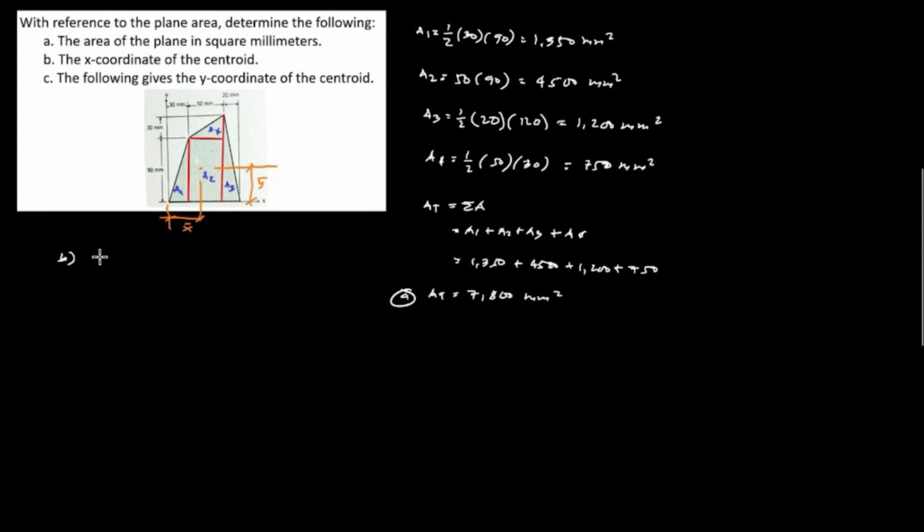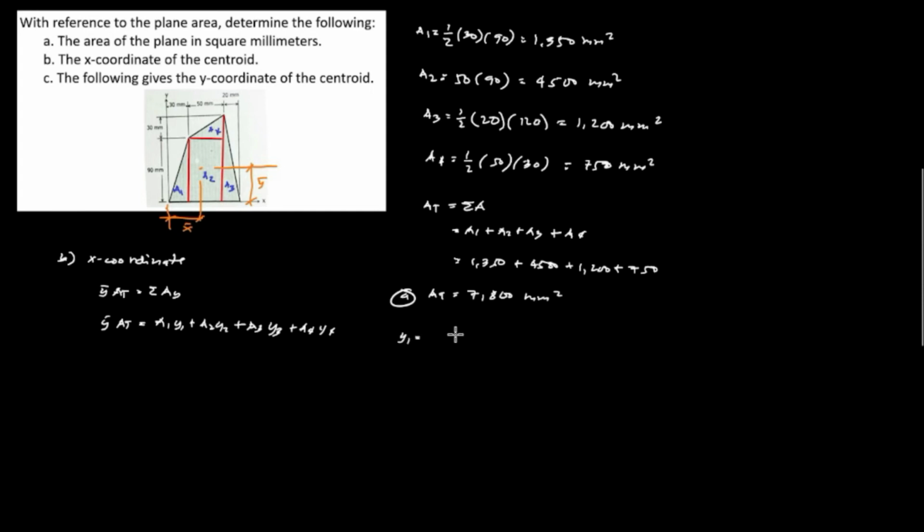For B, at the x coordinate, we will have y bar times area total, which is equal to the summation of all area times y. So y bar times area total is area 1 times y1 plus area 2 times y2 plus area 3 times y3 plus area 4 times y4. And we will first find the values for y1, y2, y3, and y4.